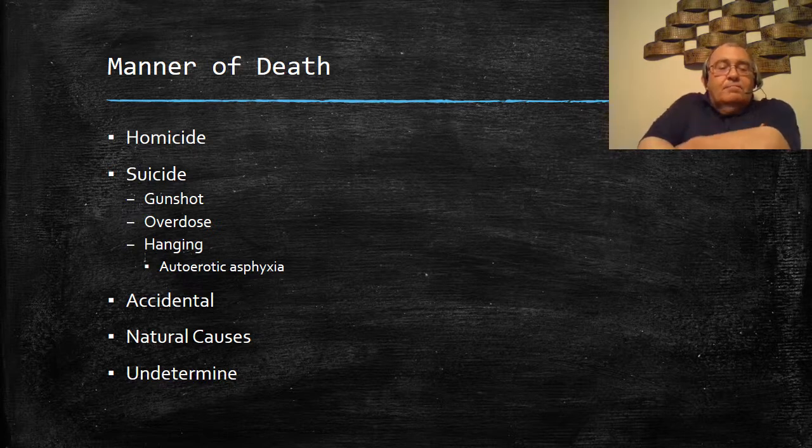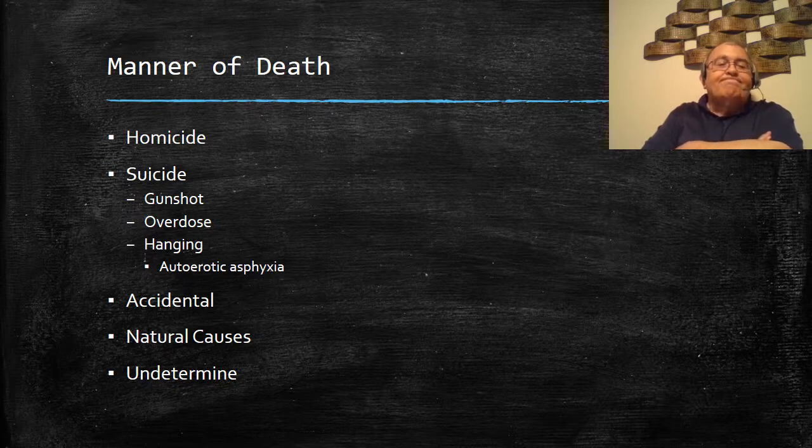Manner of death. A death can be considered to be a homicide, which means it was caused by something from the outside, an outside force. Suicide, a self-inflicted death, either gunshot, overdose, or hanging.